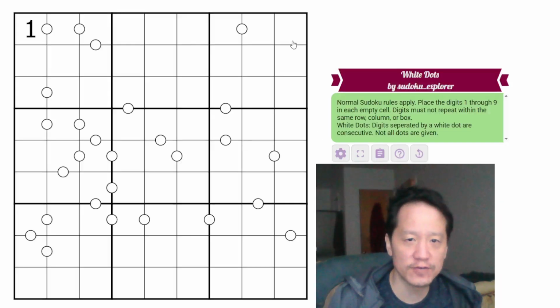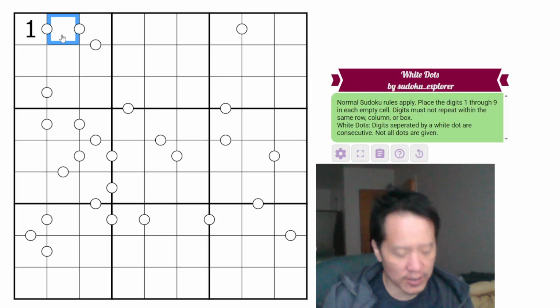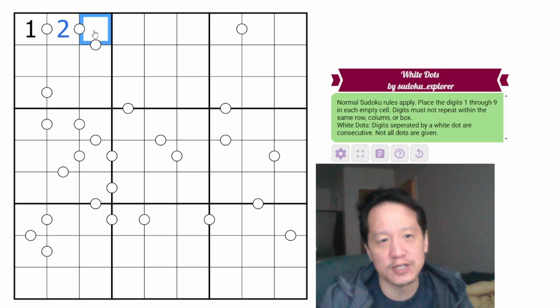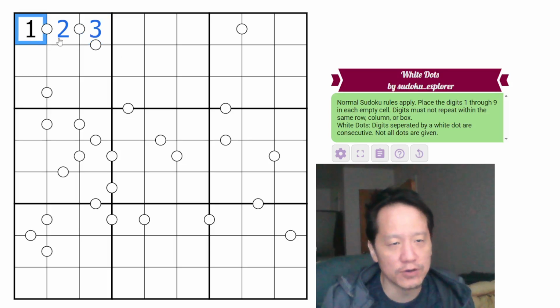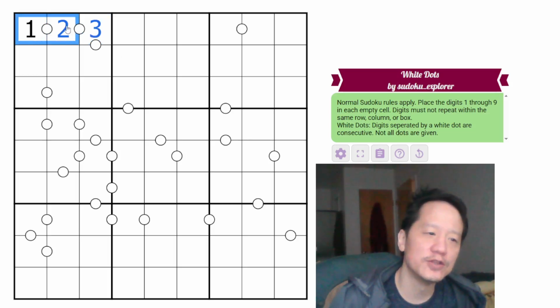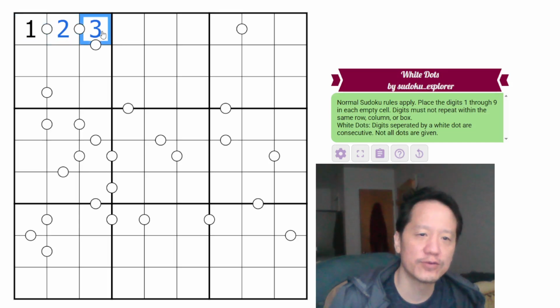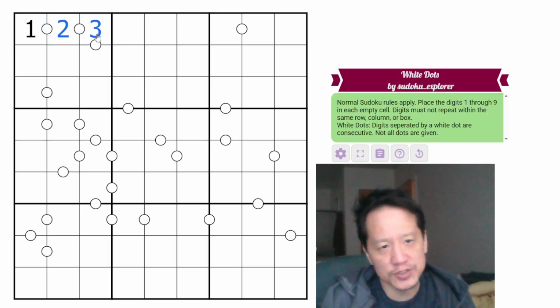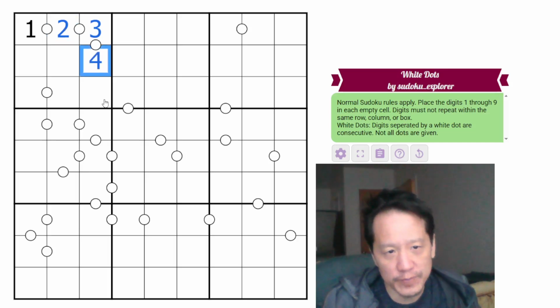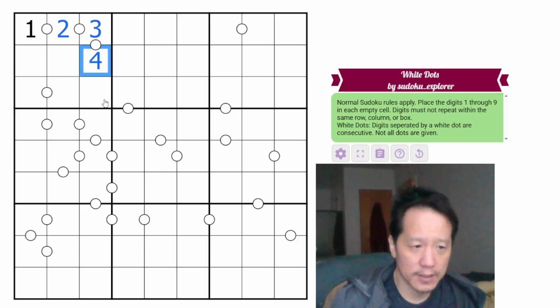Okay, first thing I see, we have a 1 here, and it's next to a white Kropke dot, so the next digit there has to be a 2, which means the next digit after that has to be a 3, because we already have a 1, and the 2 can only be consecutive with 1 and 3. Similarly, this 3 can only be consecutive with 2 and 4, so this must be a 4.